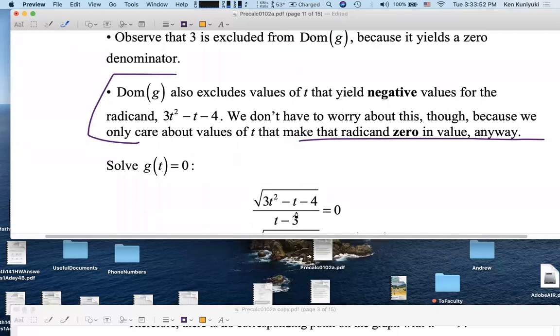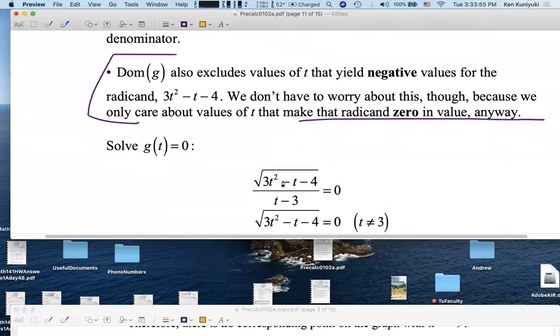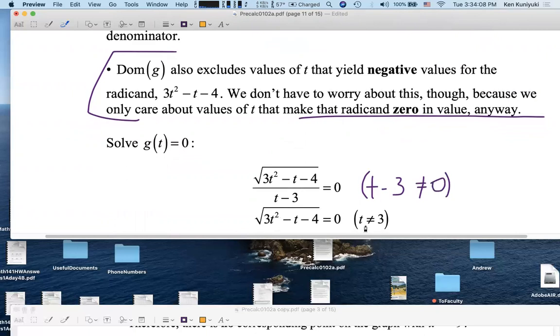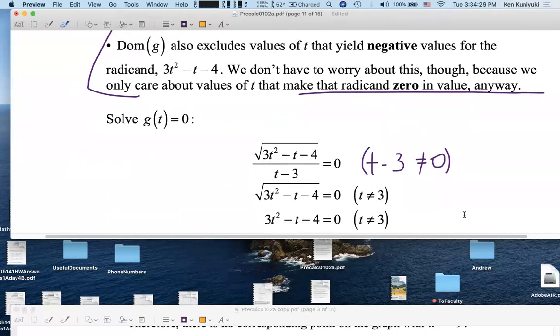So this fraction equals 0 if and only if the top, the numerator, equals 0, and the bottom does not equal 0. So the condition that t minus 3 cannot equal 0, that's equivalent to t not being equal to 3. We can add 3 to both sides of that equation. So if we get 3 as a tentative solution here, we better reject it. Let's see what happens. First of all, the square root of something equals 0 if and only if that something, that radicand, equals 0. Piece of cake.